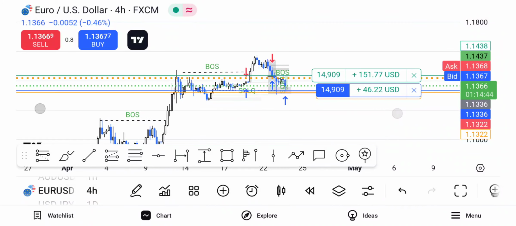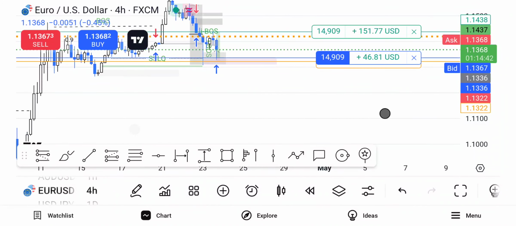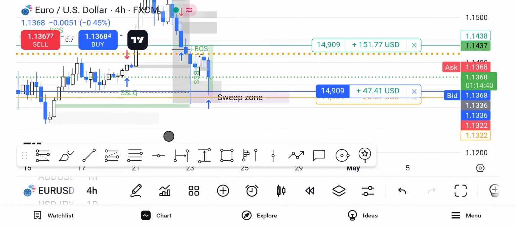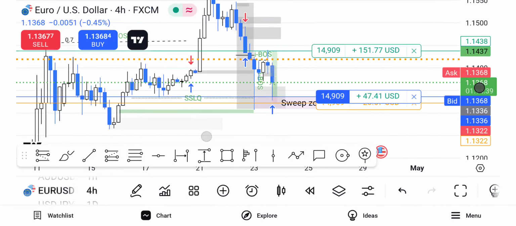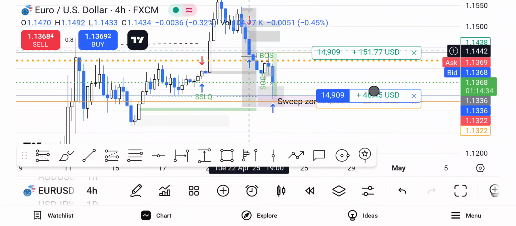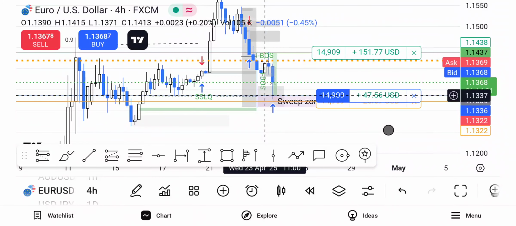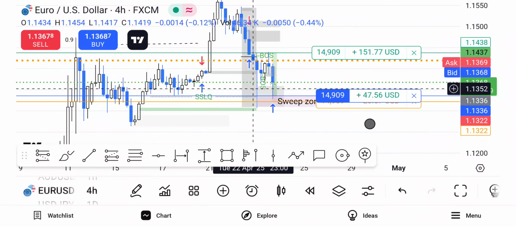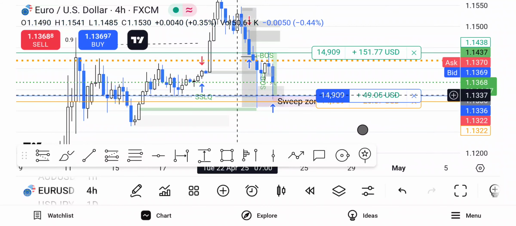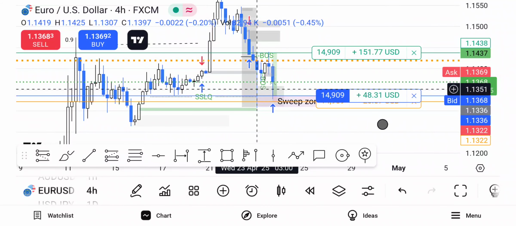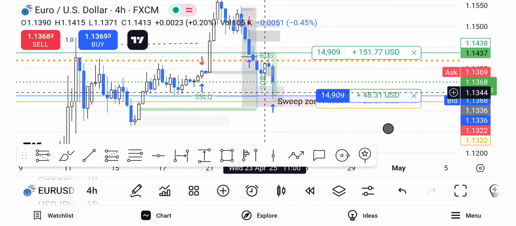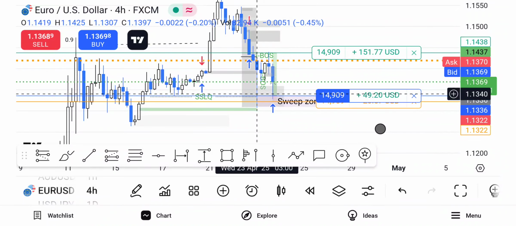Some people may think that after this large downward push around here, it is the change of character, an internal change of character, which will indicate the pullback of this phase, but it's not actually.